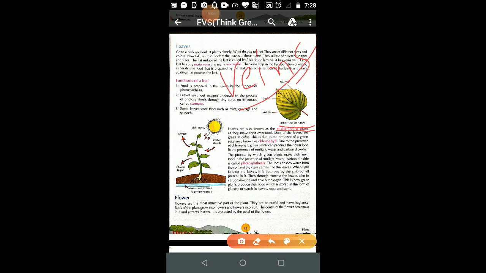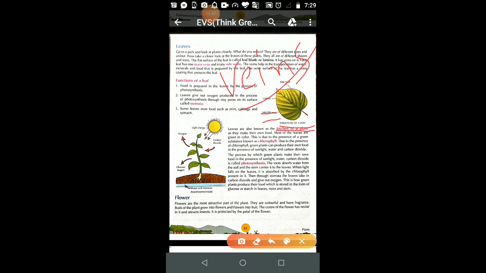So student, again observe the leaf. Then what will you see? You will see the thickest line in the middle of the leaf, and it is called the mid-rib. Is it clear? The thickest line in the middle of the leaf is called the mid-rib.